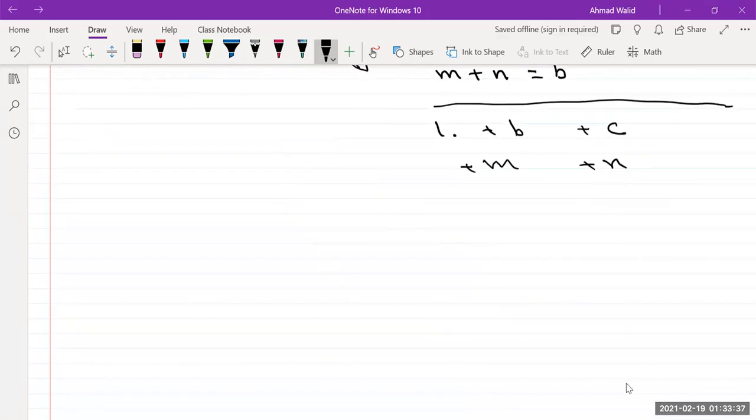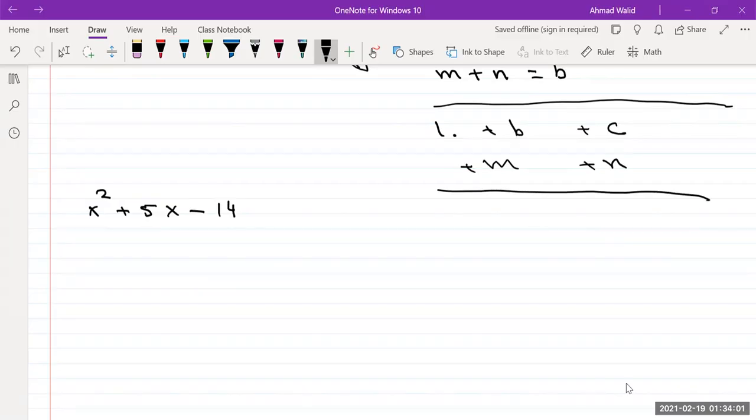This is the quickest method that you can factor a trinomial. Let me write another example for you. X squared plus 5x minus 14. In this case, case 2, you see your B is positive, but your C is negative. How to choose the numbers, I will explain first here, then I'll start factoring this example for you. How to choose the numbers?